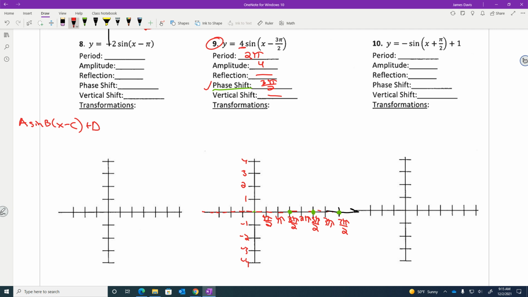The last thing we haven't done is the amplitude. So with the amplitude, I know the one in the middle of these is going to go up, so it's going to go up to 4. And then in between these two, it's going to go down to -4. And then I can go ahead and connect them.